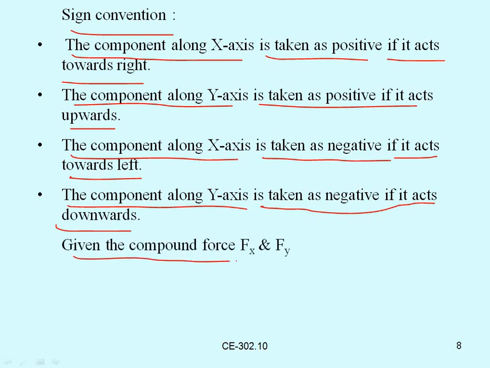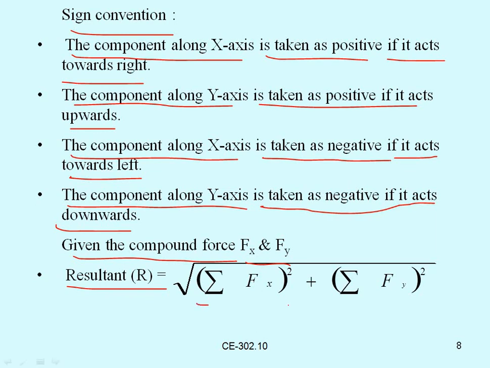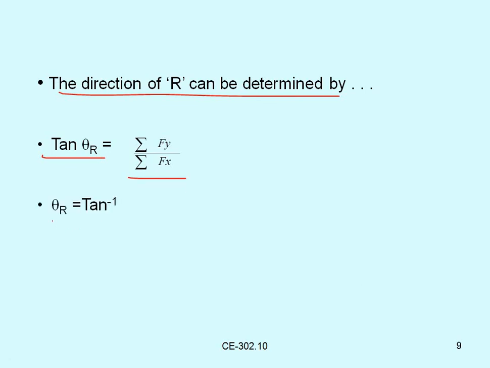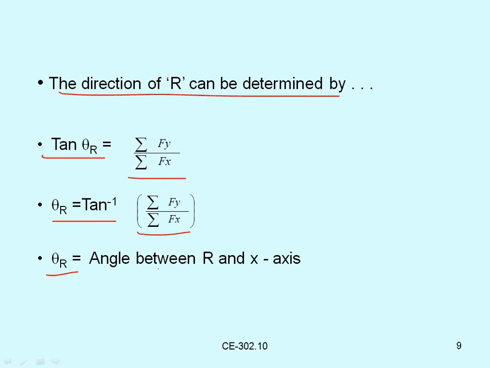Given the components Fx and Fy, the resultant R is equal to root of sigma Fx square plus sigma Fy square. This is the formula to find the resultant R. The direction of R can be determined by tan theta R is equal to sigma Fy by sigma Fx, that is, theta R is equal to tan inverse of sigma Fy by sigma Fx, where theta R is the angle between R and the x-axis.